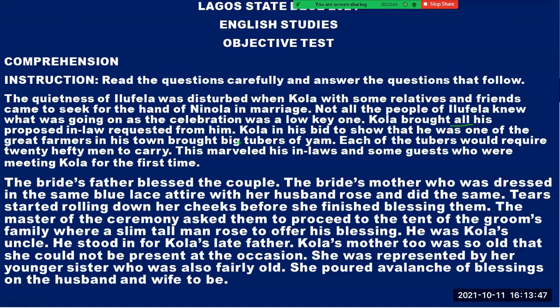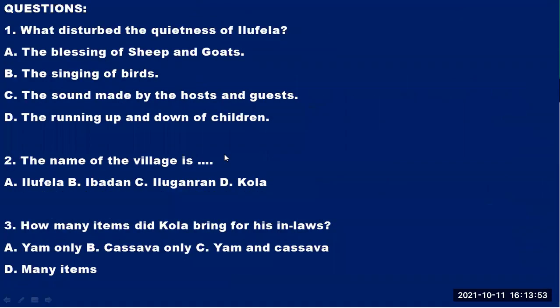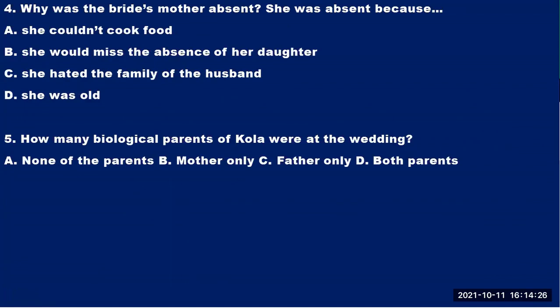So we can now go back to the question and we can beat our chest that the option we have picked is correct. It is many items. Now we can eliminate all these others because now we know it's not yam only. Cassava was not even mentioned, and it cannot be yam and cassava because cassava is out of it. So many items is the correct answer. So with this, you will understand how to answer questions like this. Now let's go ahead and solve question 4.